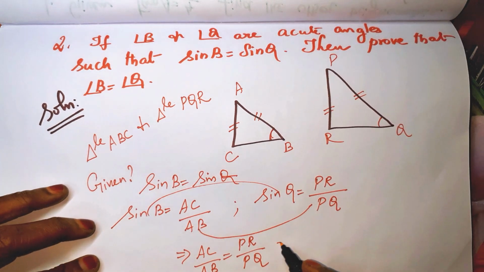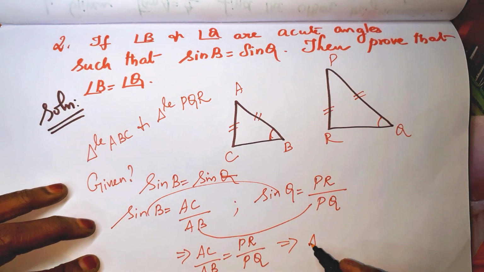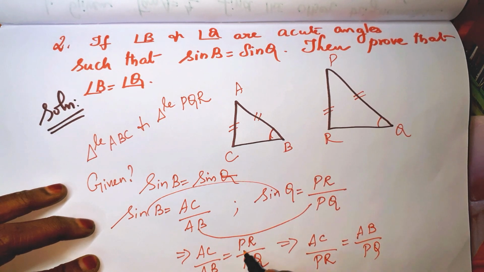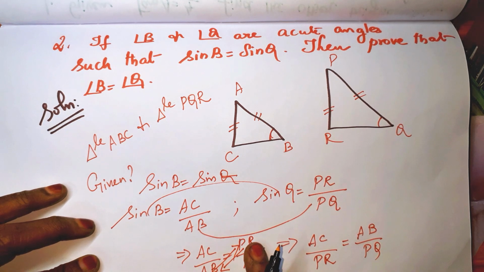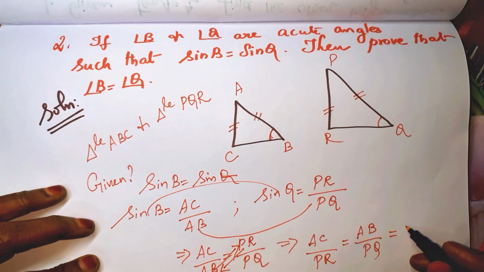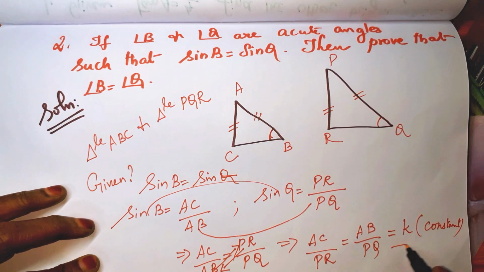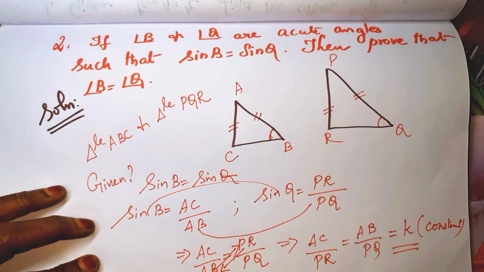Which implies AC by AB equals PR by PQ, which can be rewritten as AC by PR equals AB by PQ. I am taking this to this side and this AB to this side. If we have ratios, we can equate them to any constant. K is a constant. We are equating the ratio to a constant. So AC by PR is equal to AB by PQ.